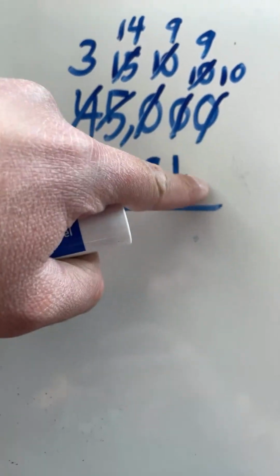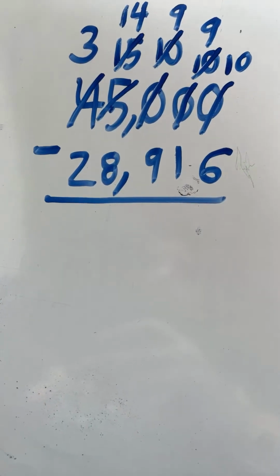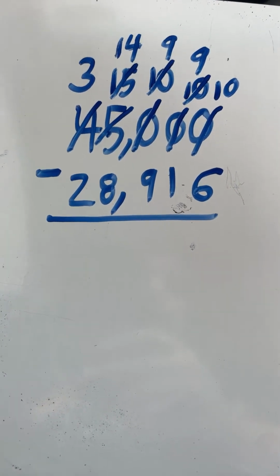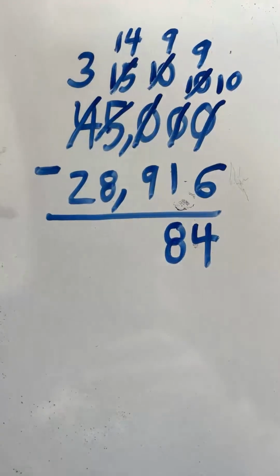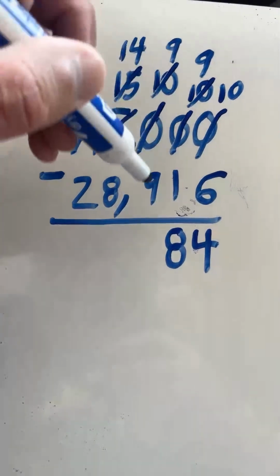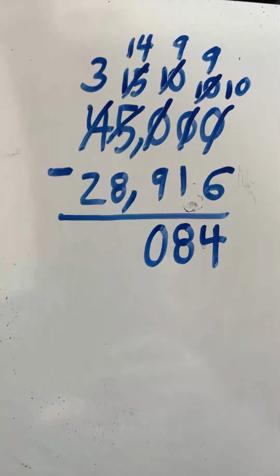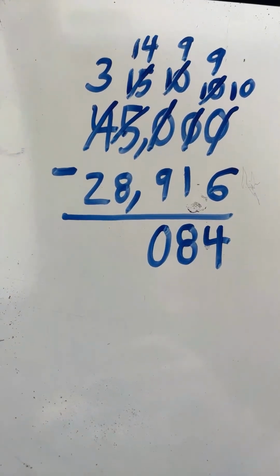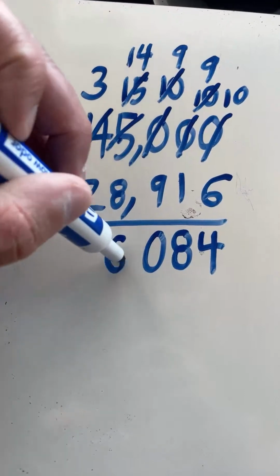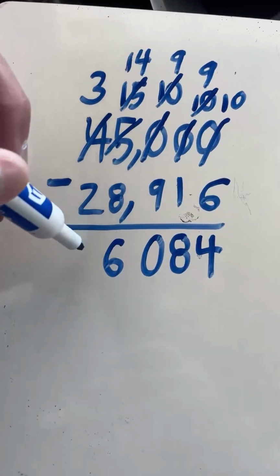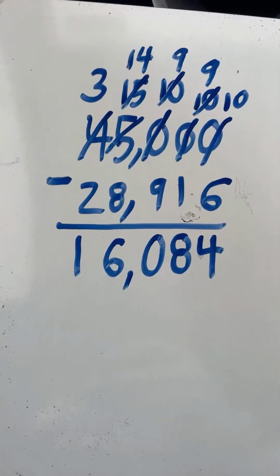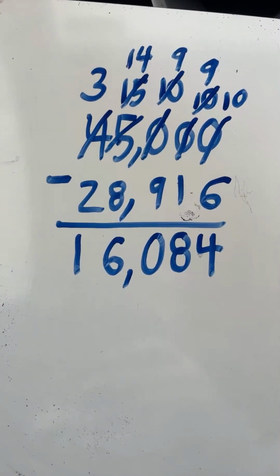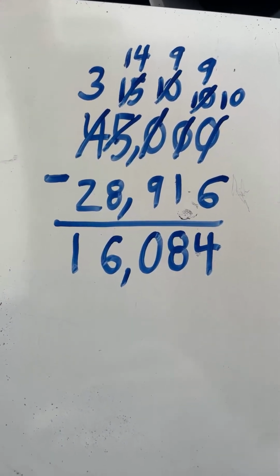Let me reline. You want to make sure that the numbers line up. That way we don't get confused here. Okay, here we go. 10 minus 6 equals 4. 9 minus 1 equals 8. 9 minus 9 equals 0. 14 minus 8 equals 6. 3 minus 2 equals 1. And we have our final answer. 45,000 minus 28,916 equals 16,084.